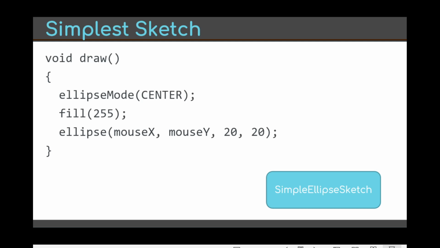So when I have these little boxes in the corner, this is the name of the example we're going to look at. So we're going to look at the simple ellipse sketch. Let me open this up in the correct directory first. I have several different versions of this saved, so make sure we're looking at the same one.